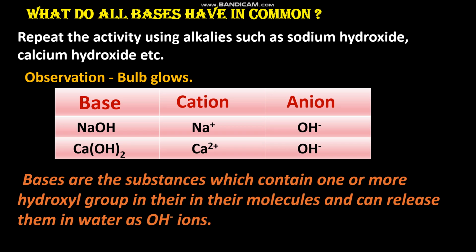So we can conclude that bases are the substances which contain one or more hydroxyl groups in their molecule and can release them in water as OH minus ions. So all the bases have a hydroxyl group. What is a hydroxyl group? OH group. And they release OH minus ions in solution. So the substances which release OH minus ions in solution are called bases. These OH minus ions are responsible for the properties of the bases.